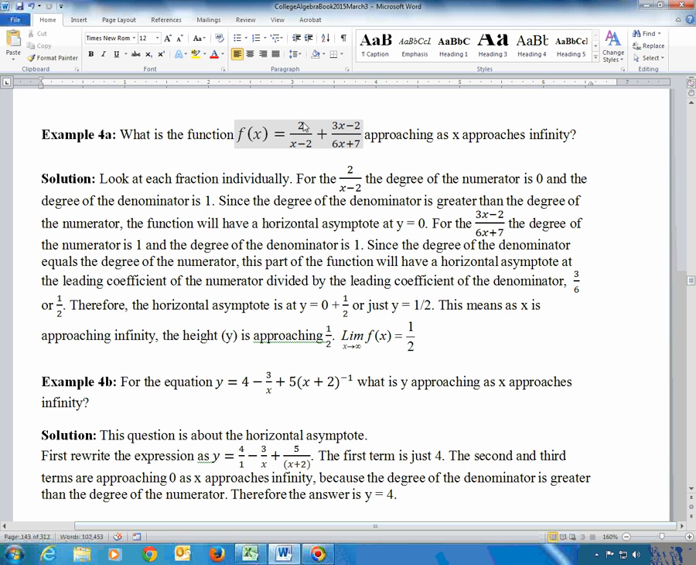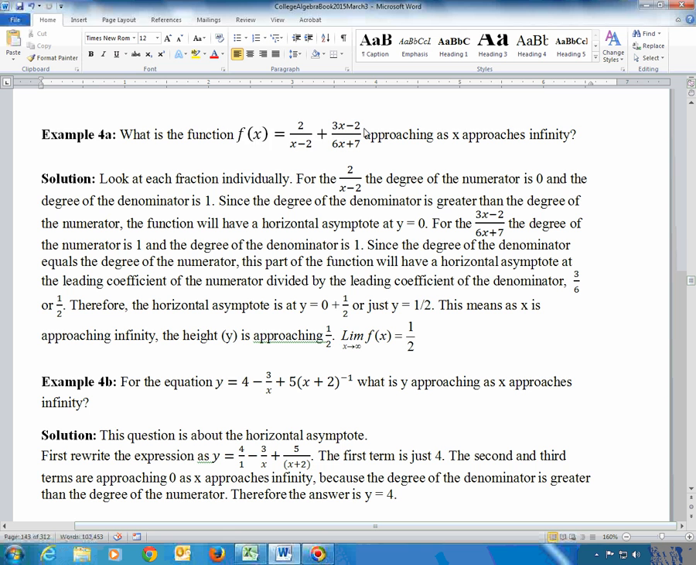Okay, the degree on the top is to the 0 power because there is no x. The degree on the bottom is to the first power. So when the degree of the bottom is bigger than the degree on the top, then it goes to 0. So this bit right here goes to 0. So we got 0 for this part.